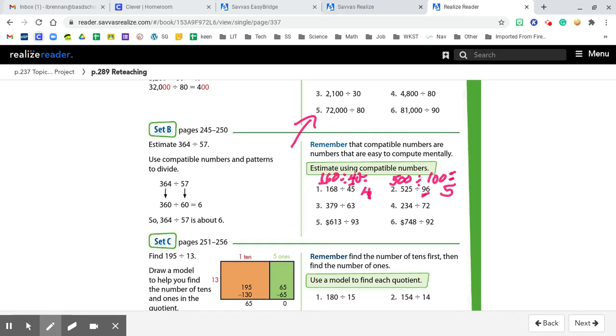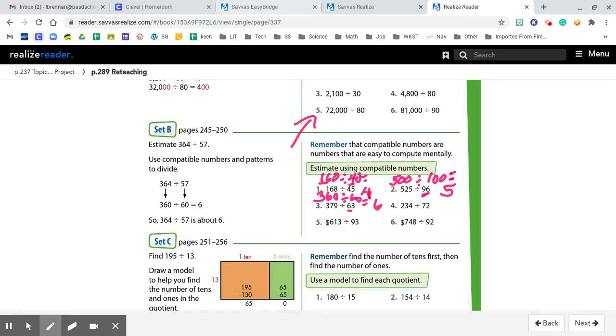379 divided by 63. For this one, I could go to 400, but then my 6 won't go into that evenly. So for this guy, I think I'm not going to go to the nearest 100. I'm going to go to the nearest 10 because I've got a 6 here. So I'm going to look for something that is a multiple of 6, and I know 36 is. I'm going to bring that down to 360 divided by 60, and there's lots of other choices you could use there. But I'm trying to get compatible, not always using rounding.